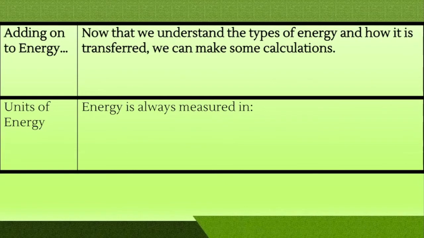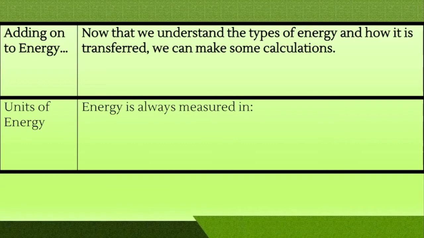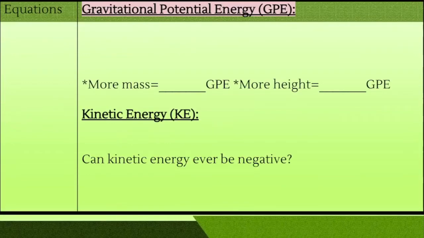So first thing we want to talk about is the fact that we understand the types of energy and how it is transferred. But now we want to know how to make these calculations, because we know that energy cannot be created nor destroyed, only transferred from one form to another. And remember those types of energy that we talked about were gravitational potential energy, kinetic energy, elastic potential energy, and thermal energy. So just a quick refresher, energy is always measured in joules. Perfect. Let's move on to the next slide.